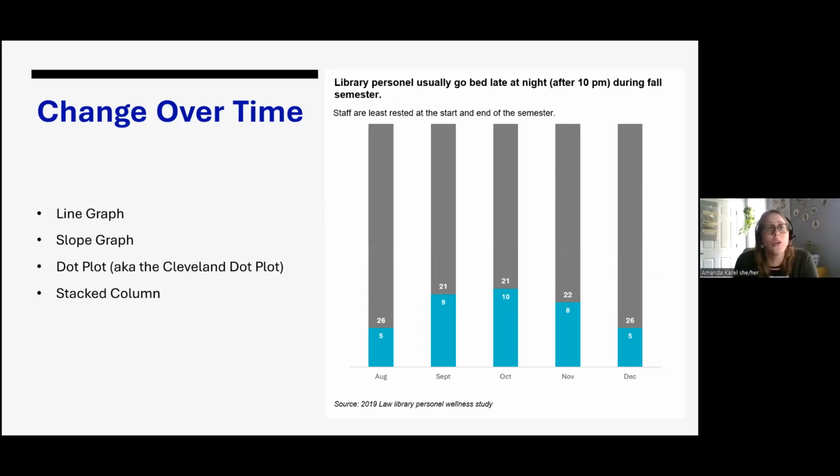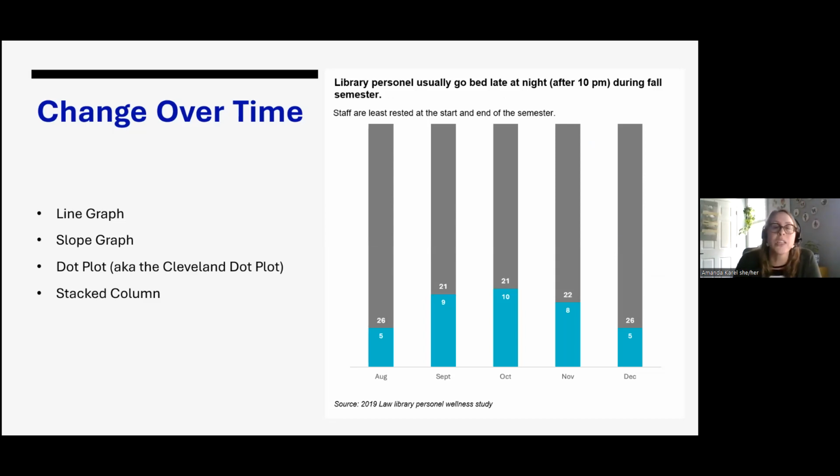When you want to show how categories are changing over time, a stacked column can be really good, particularly if one of those categories is very small. So let's pretend you did a study of all the people working in your library. You asked them to record what time they went to bed every day for 5 months.